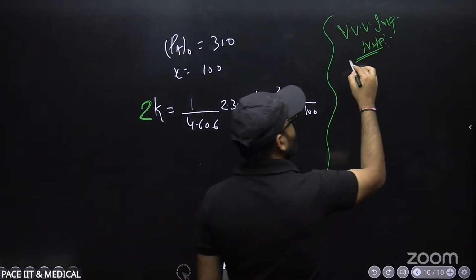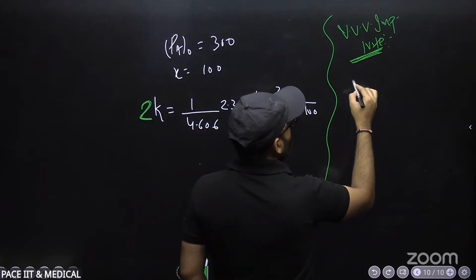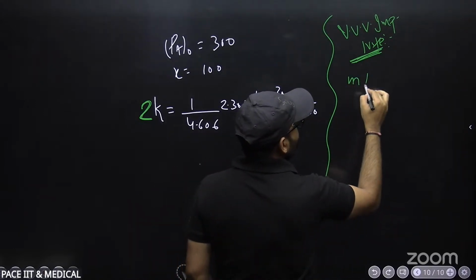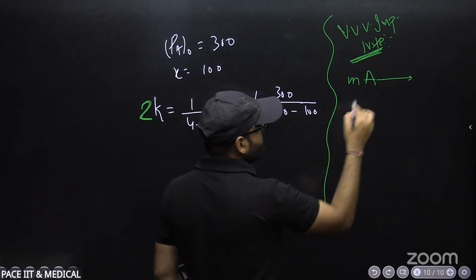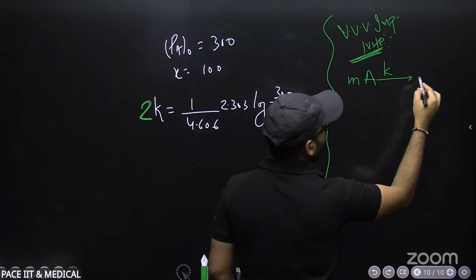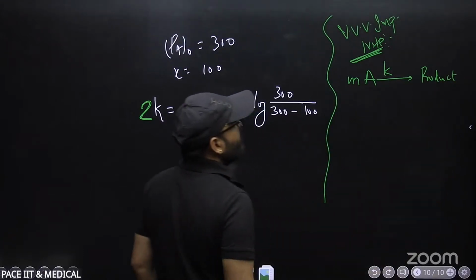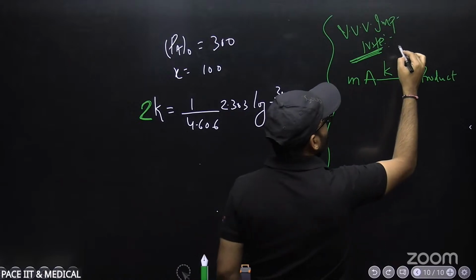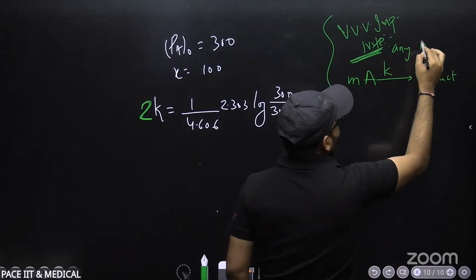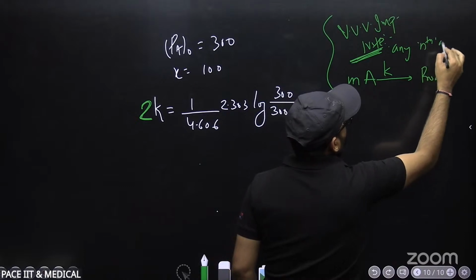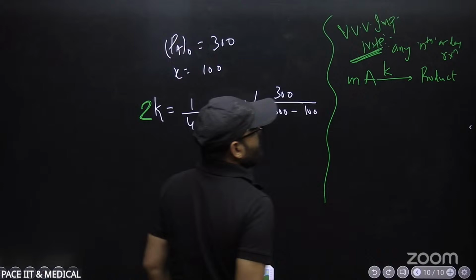Okay, I'm telling it again. Note it nicely. Let's say the stoichiometric coefficient is changed to m from 1. This is the rate constant of the reaction, and it is converting into product. This is valid for any nth order reaction. This is a kind of shortcut you can keep in mind.